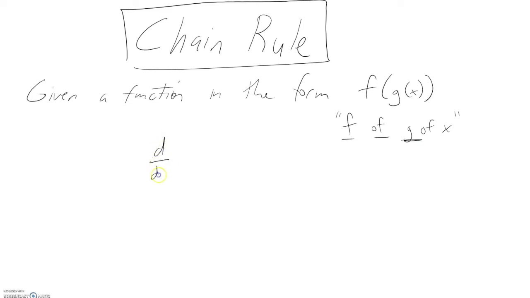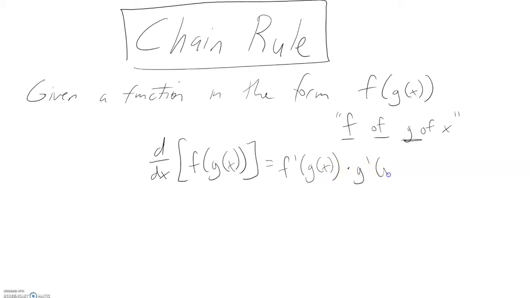What the chain rule says is that the derivative with respect to x of a function in this form, f of g of x, will equal f prime of g of x times g prime of x. And when looking at this rule, notice you are differentiating both functions in the problem, both the outer function of the composite and also the inner function of the composite. Essentially all you're doing is taking the derivative of the outside times the derivative of the inside.